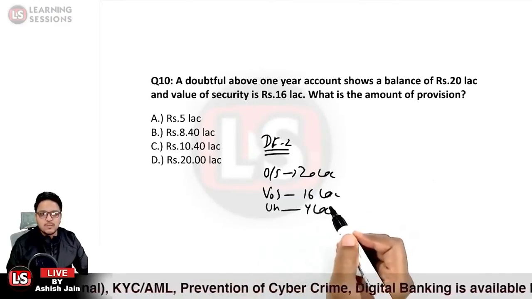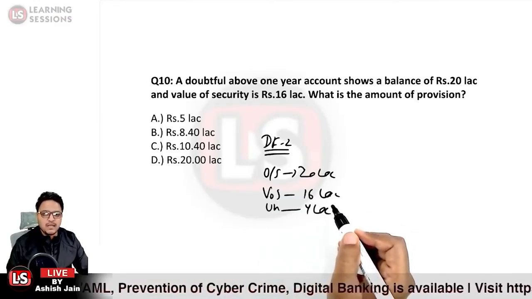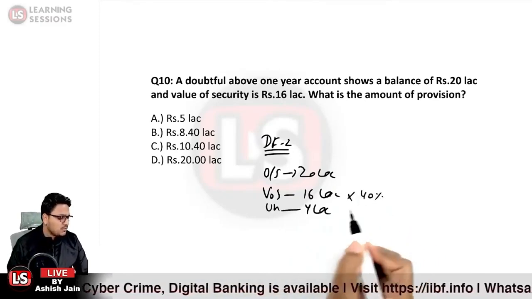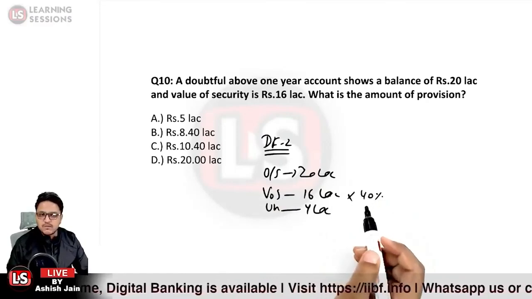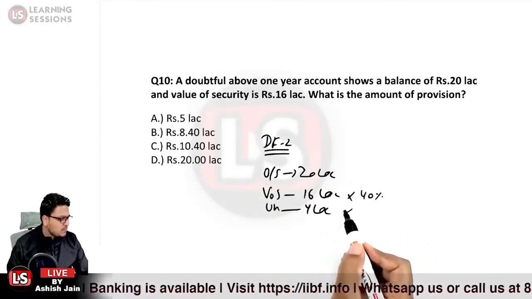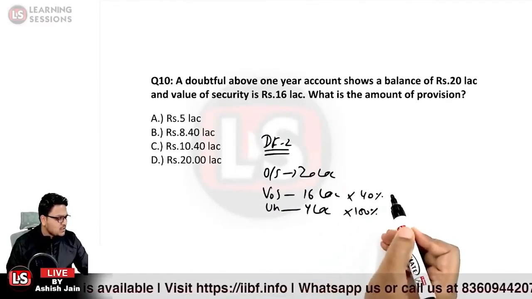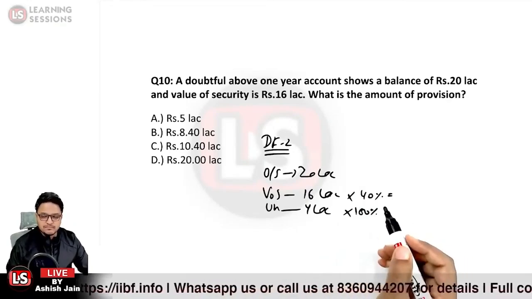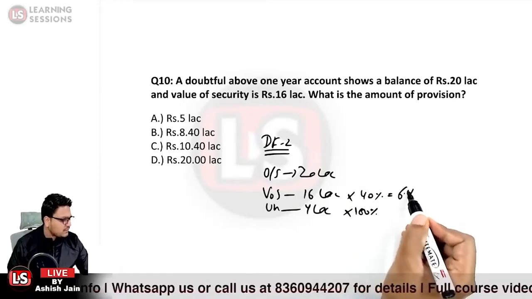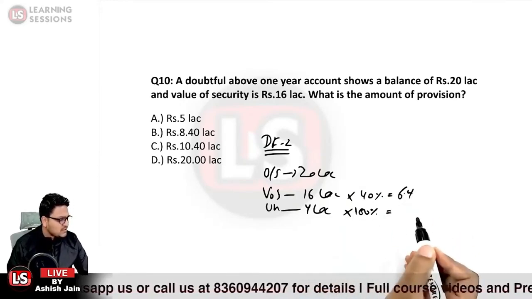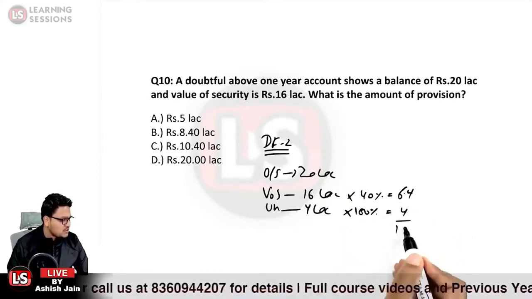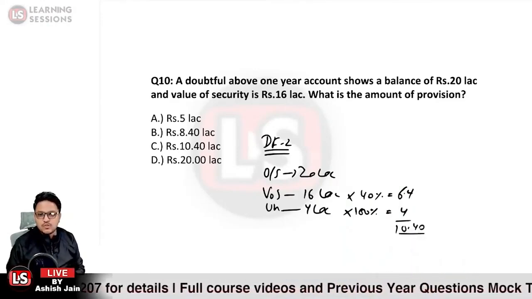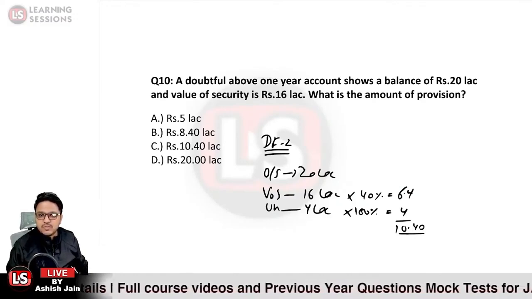Now for 16 lakh rupees, the amount of provision that is to be created is at 40% because it belongs to DF2 category. So 40% of the provision is to be created, and for unsecured part 100% of the provision is to be created. So 40% of 16 lakh over here is 6.4 lakh, and 100% of 4 lakh is 4 lakh. So total provision to be created is 10.40 lakhs.